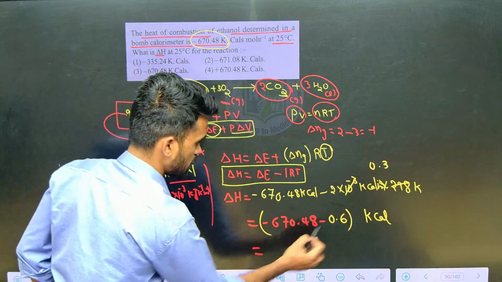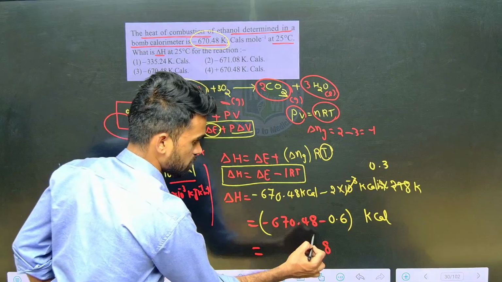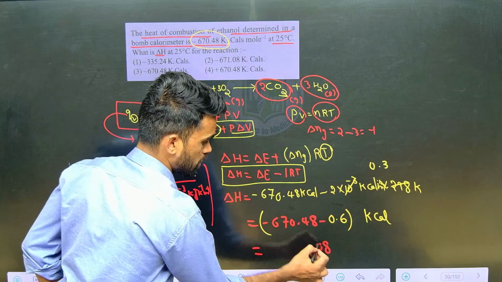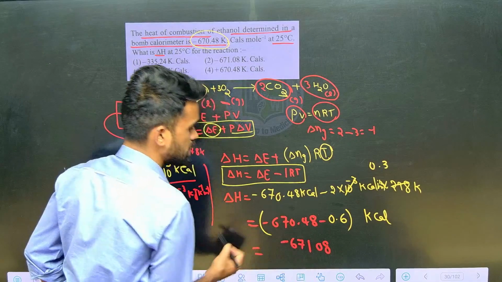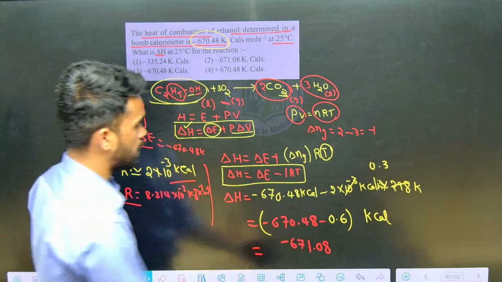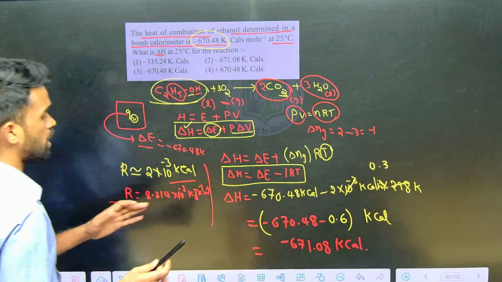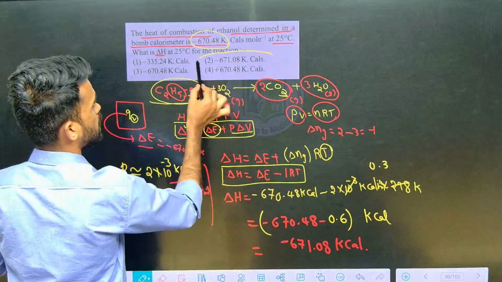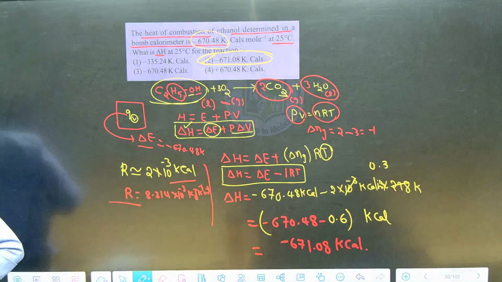So this can be 8, 4 plus 6, 10, which means a 0 here and 1 carried, 1, 7, 6. So minus 671.08 kilocalorie will be your answer for this question. Where do we have that option? Option number 2 is the perfect answer for this discussion. Hope this is clear. Guys, if this is clear, please mention clear in the chat box.